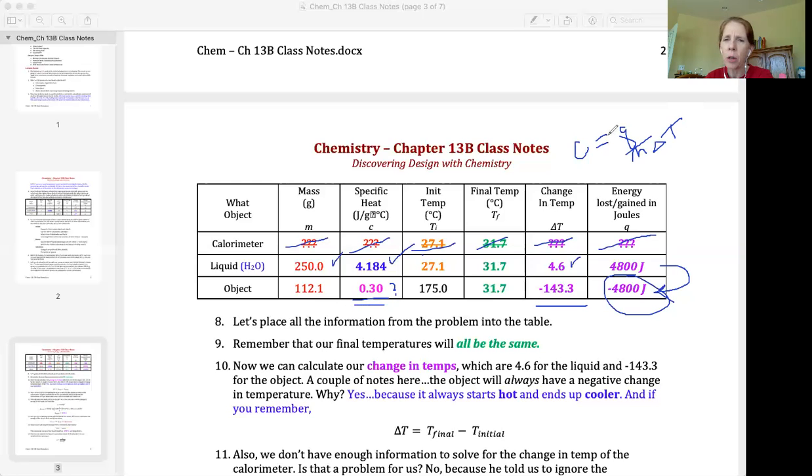One of the things I want you to understand here is that when we're solving for this C, the Q is going to have a negative value, and the change in temperature is going to have a negative value. Obviously, these cancel each other out, and we end up with a positive value for our specific heat. I'm going to erase here so we can scroll down. That is how a calorimetry problem works.